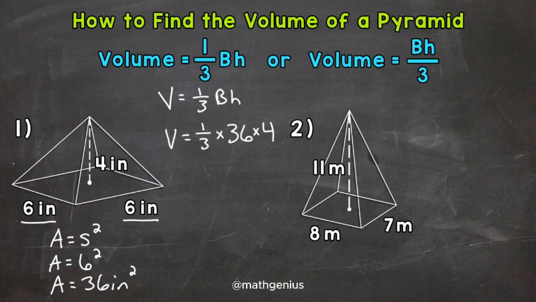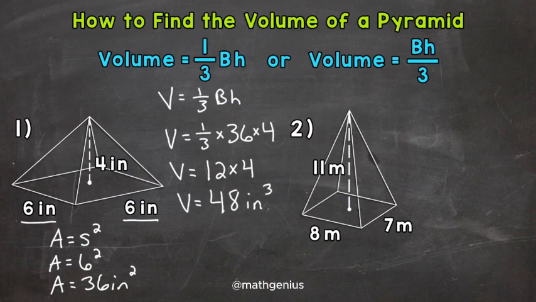1/3 times 36 times 4. Now at this point, you can plug this all into a calculator and solve it all in one step, but I want to break it down step by step until we get to that final volume. Well, 1/3 times 36, that's going to give us 12. Times 4 to wrap things up here. So 12 times 4 gives us 48. And this is cubic inches for our unit of measure there. So volume equals 48 cubic inches for our final answer.